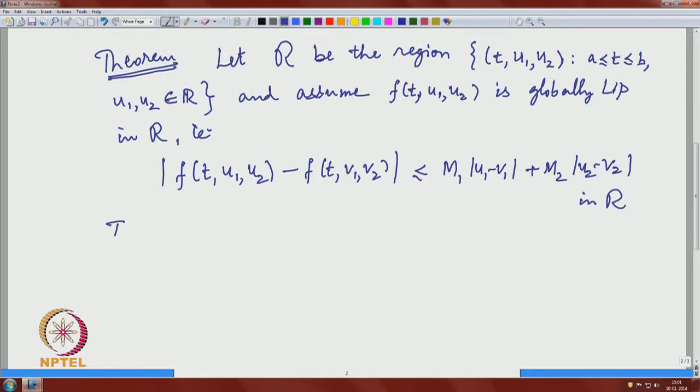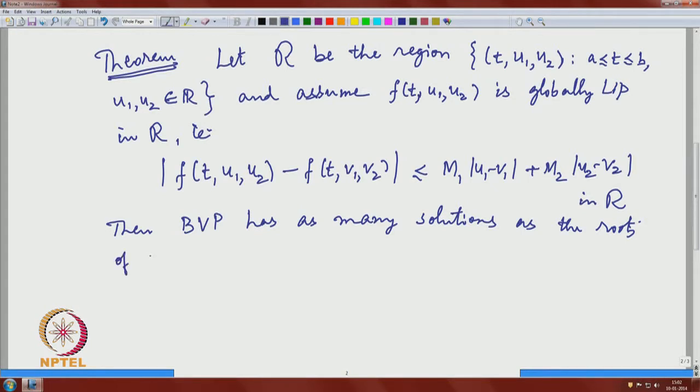So, then the BVP has as many solutions as the roots of the function phi. So, for every root of this function phi, you get a solution of the boundary value problem.